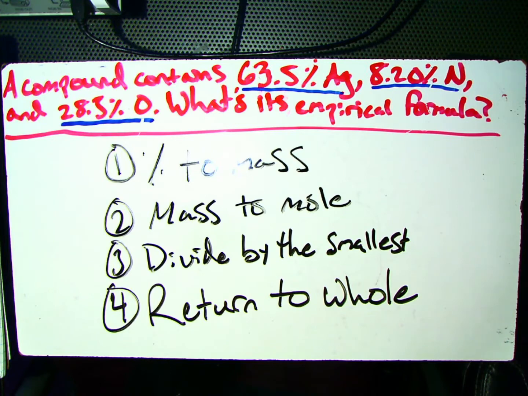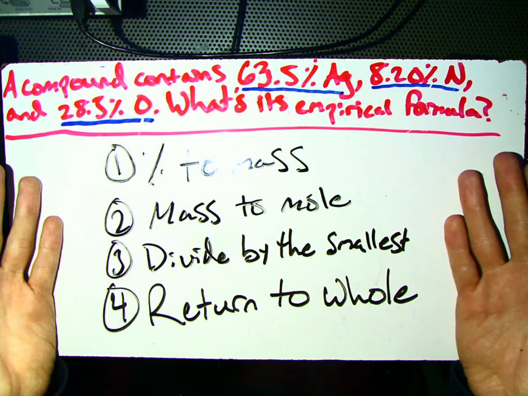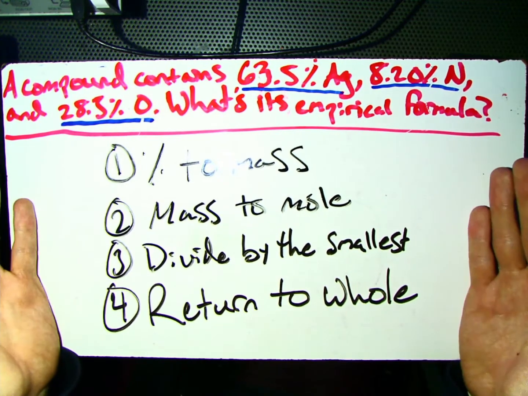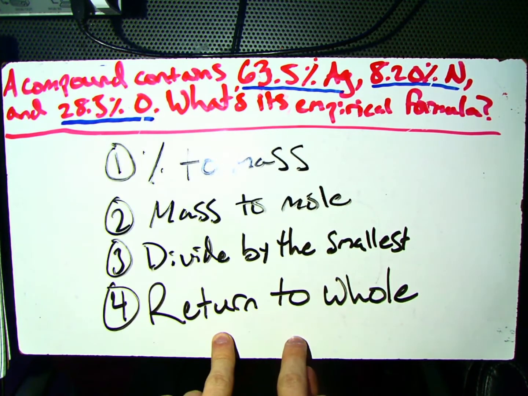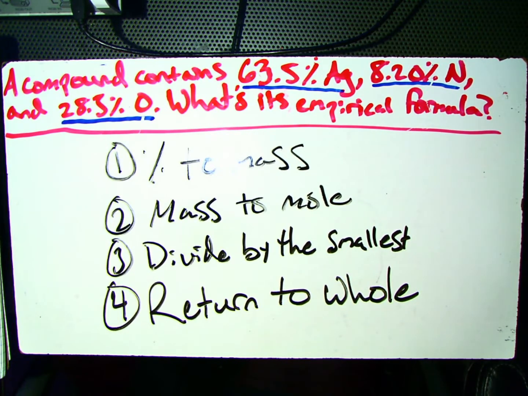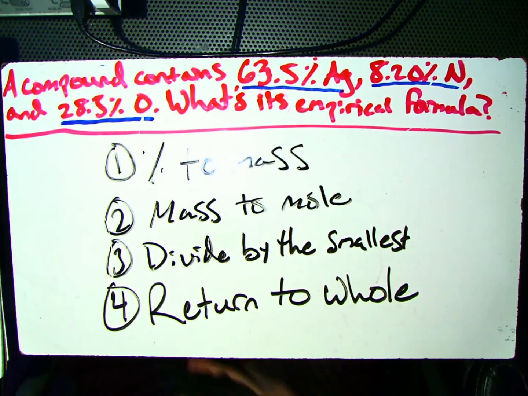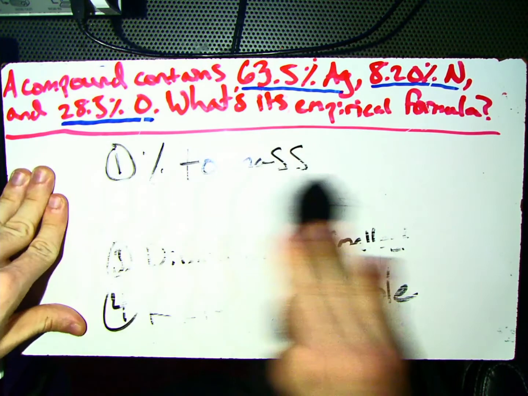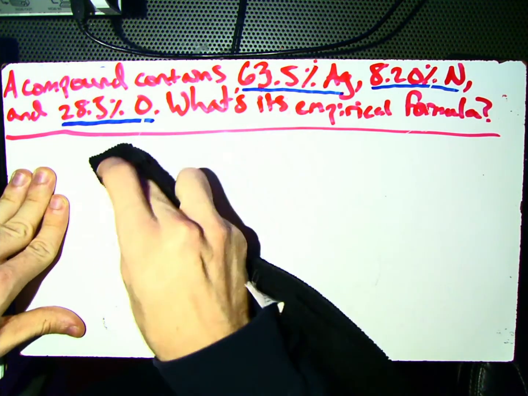Don't forget the empirical formula song. Percent to mass and mass to mole. Divide by the smallest and return to whole. If you can remember that jingle, then you are set. You can do these problems, these 4 steps. You don't need to memorize them because you know the song, or the jingle, or the march, or whatever you want to call it.